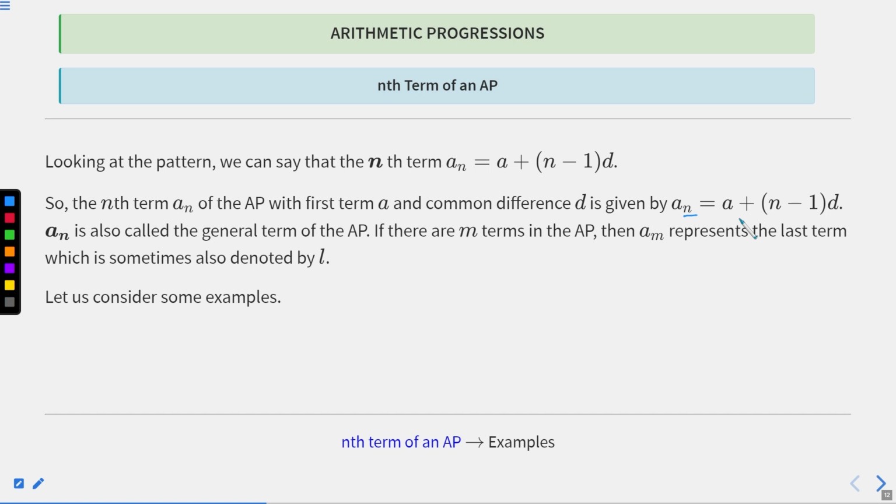In that case, if there are m terms in the AP, then a subscript m represents the last term of this AP, which is also denoted by L. So let us consider some examples. In this section we will explore some examples on this topic.